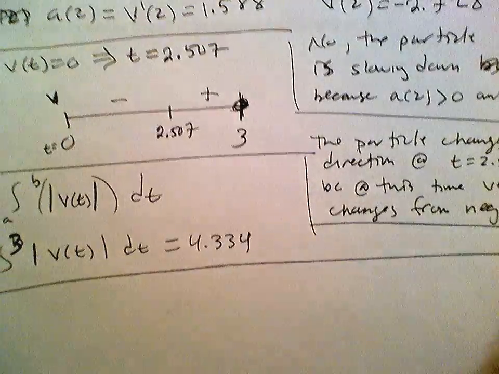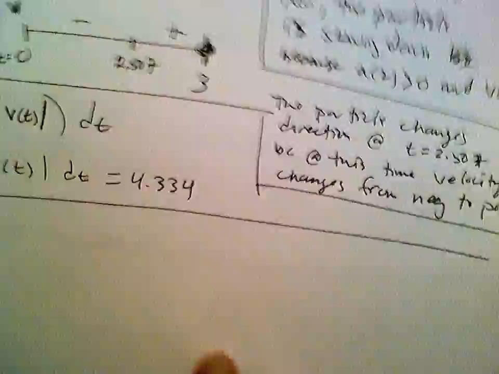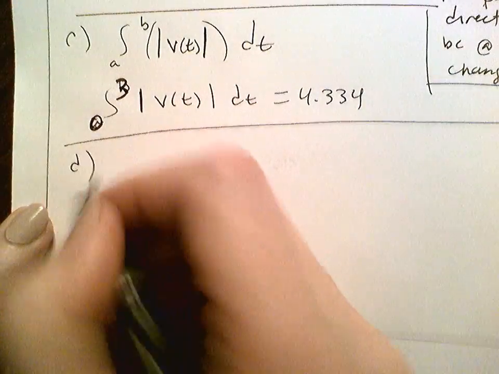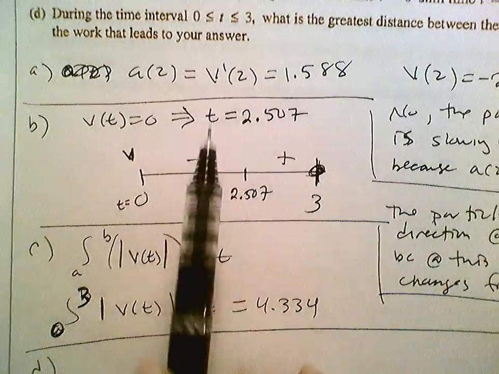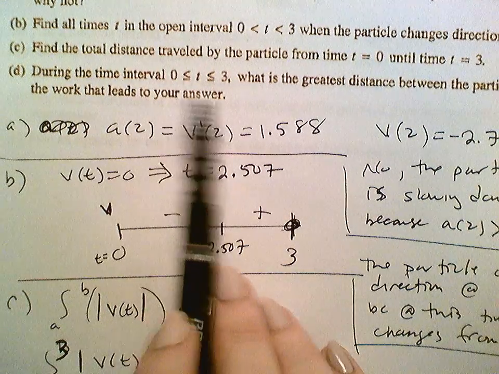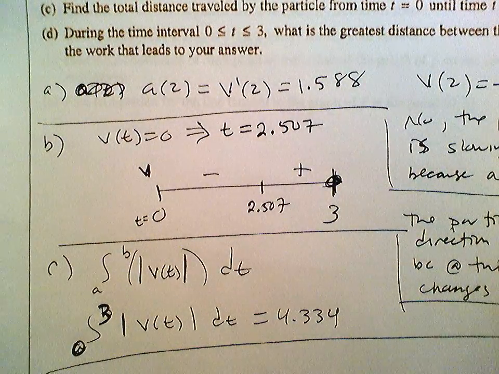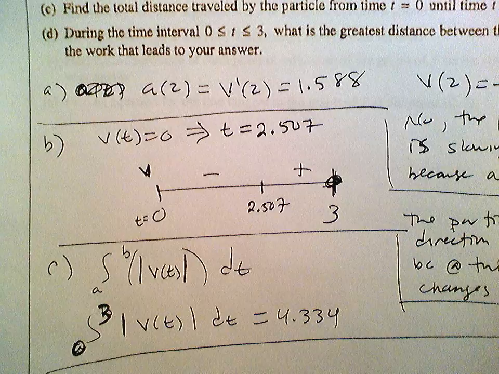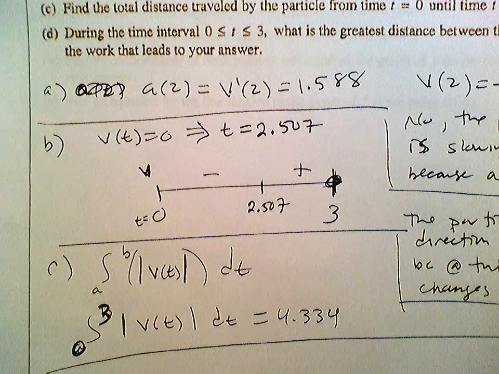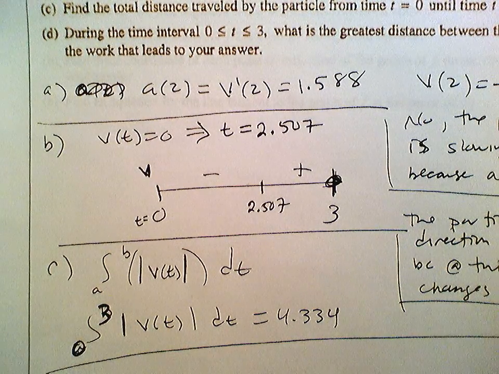Okay, and now part D. During the time interval 0 to 3, including 0 and 3, what is the greatest distance between the particle and the origin? Show the work that leads to your answer. Okay, guys, you know what I'm going to do? I'm just going to find the position of the particle at times that are important within this interval.